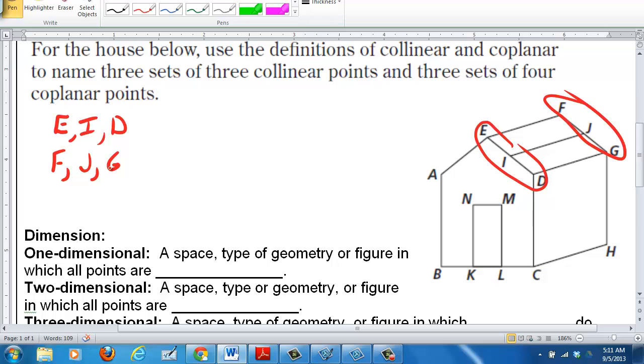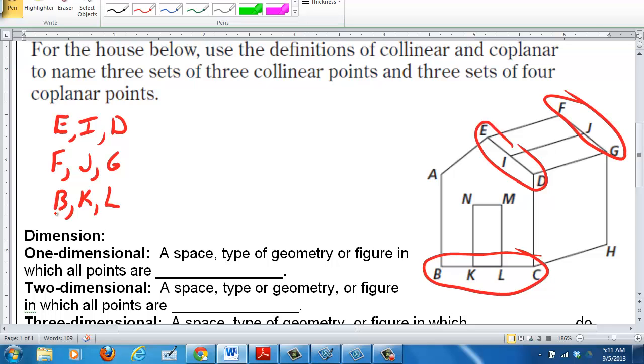Okay? And we're looking for 3 sets of collinear points. So another set of 3 might be down here. Actually, all 4 of these lie on the same line. So any 3 of those would work. So we could say B, K, and L. So there's 3 sets of 3 collinear points.